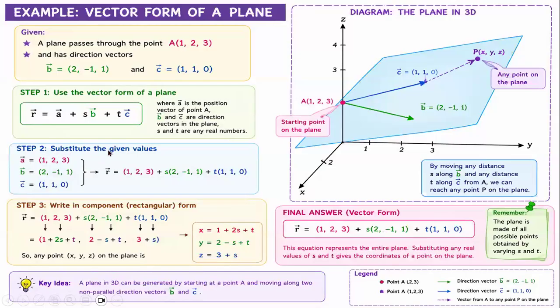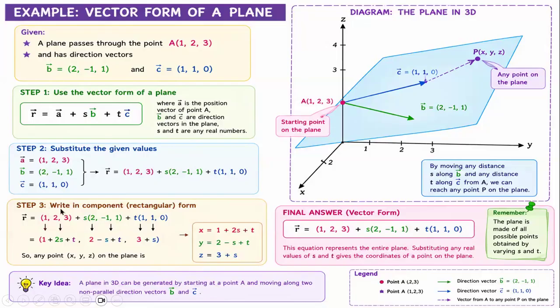So step 2, we would substitute the given values from our problem. So A is equal to 1, 2, and 3. B is equal to 2, -1, and 1. C is equal to 1, 1, 0. So when we substitute that into the formula, we have R is equal to (1, 2, 3) in brackets, plus S open bracket 2, -1, 1, plus T open bracket 1, 1, 0.